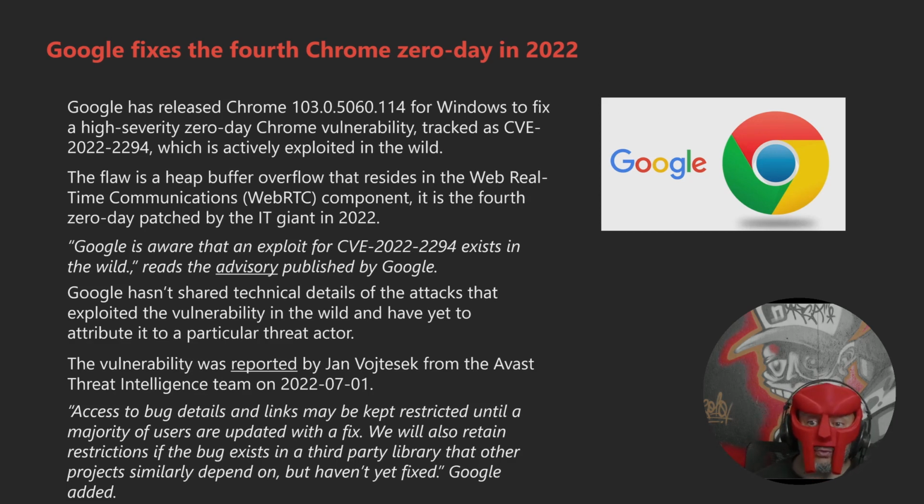The other Chrome zero-day vulnerabilities addressed by Google this year are CVE-2022-1364 back in April, which is a type confusion issue that resides in the V8 JavaScript engine. Then there was CVE-2022-1096 back in March, which was a type confusion in the V8 JavaScript engine. And then there was CVE-2022-0609 back in February, which is a use-after-free issue that resides in the animation component.